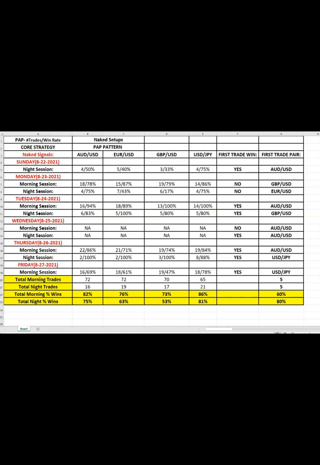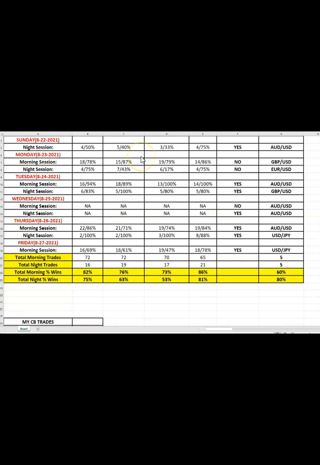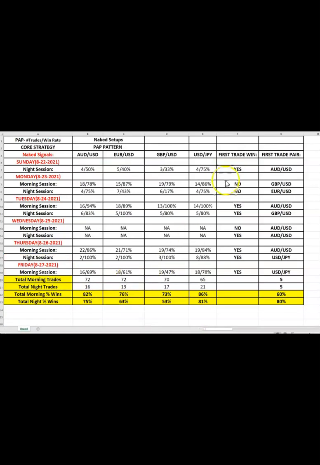So these are the 4 main pairs that we're looking at when we're trading the PAP or any of the core strategies or core patterns. And you can see here that if you look at it on a weekly basis, the percentages in the morning and the percentages in the evening are pretty close together. But my favorites are, if you look at this, I'm trading the yen. And this last week I was trading the euro. All right.